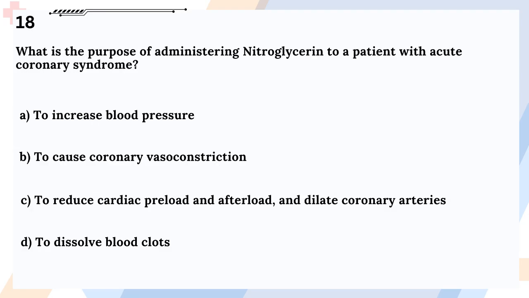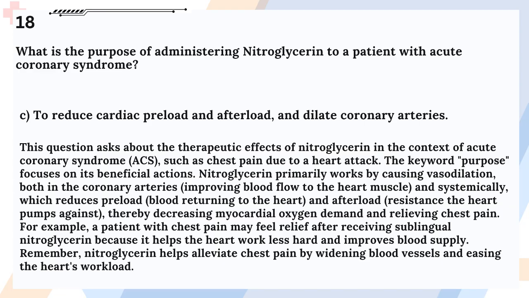Question 18. What is the purpose of administering nitroglycerin to a patient with acute coronary syndrome? A. To increase blood pressure. B. To cause coronary vasoconstriction. C. To reduce cardiac preload and afterload, and dilate coronary arteries. D. To dissolve blood clots. Answer: C. To reduce cardiac preload and afterload, and dilate coronary arteries.